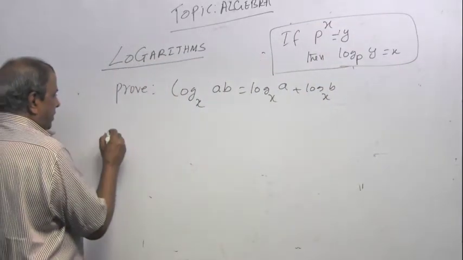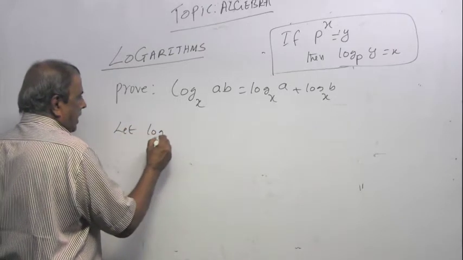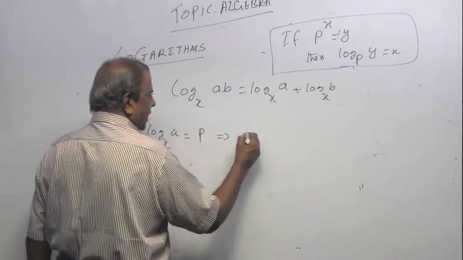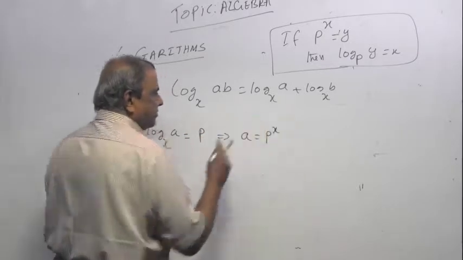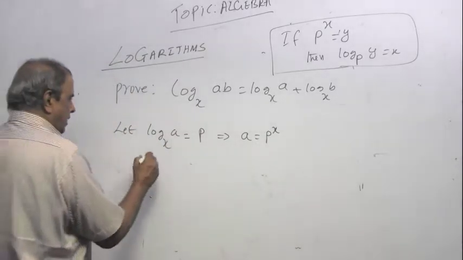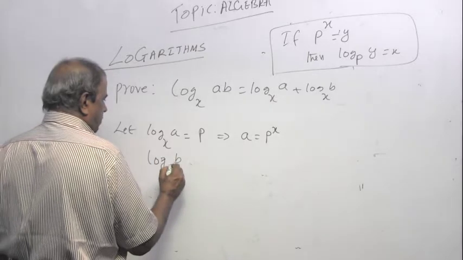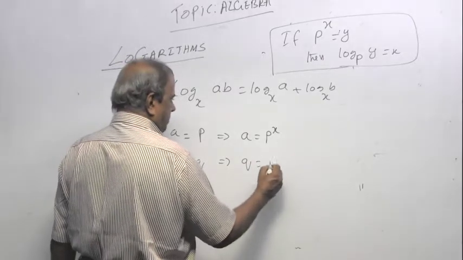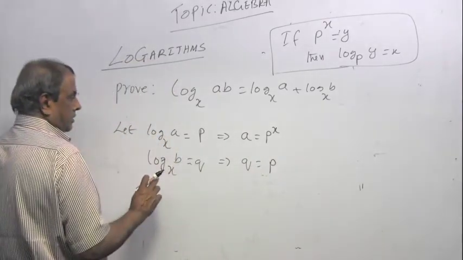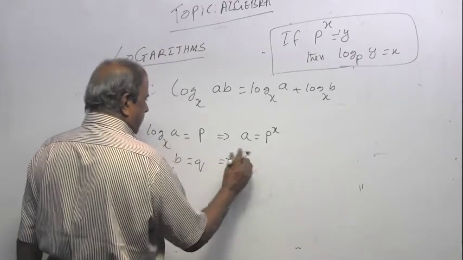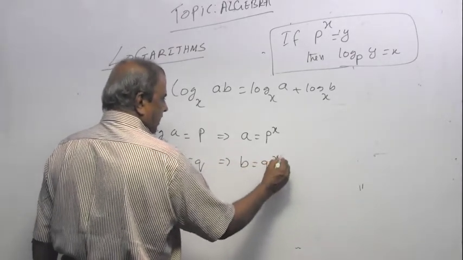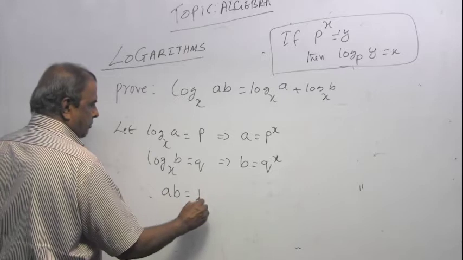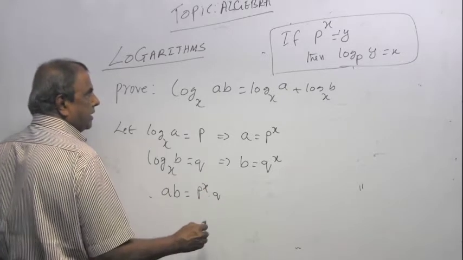So what I'll do is, let log A to base x be equal to P. So can you say A equals P to the power x? Okay. Let log B to base x be Q. Then I can say B equals Q to the power x. So what is AB? AB equals P to the power x times Q to the power x.